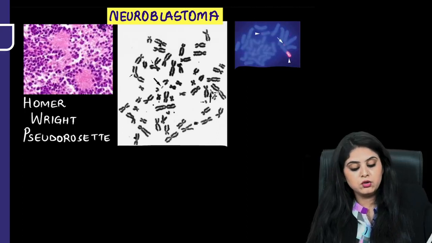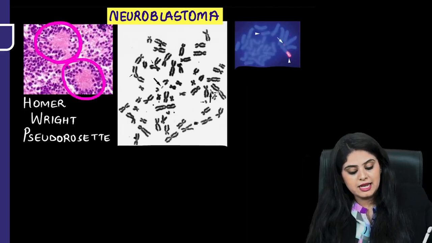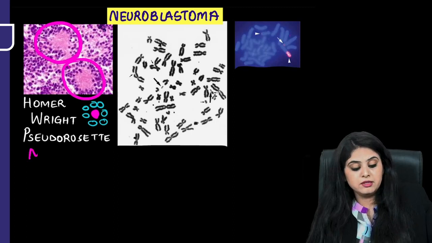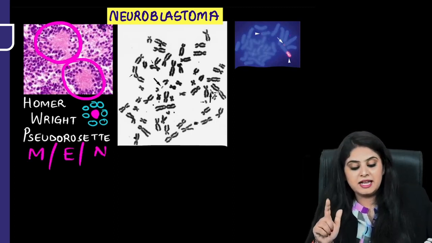We studied something called Homer Wright pseudorosettes. Remember? I said that there's going to be some pink material in the center. That is why you're calling it a pseudorosette. And I told you that the tumors have Homer Wright pseudorosettes.